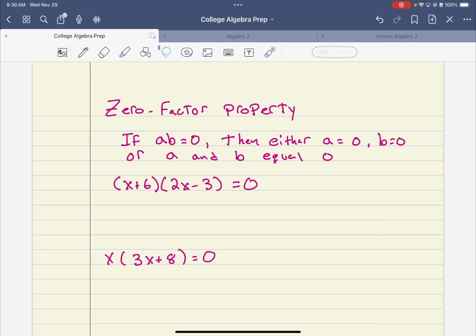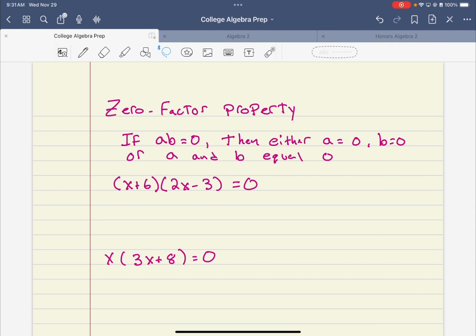But I think it's 6.5, maybe. I don't know. Whatever. Zero factor property. And this is what your book calls it. I call it the zero product property. Why this book calls it the zero factor property, I don't know, but it does. What the zero factor property allows us to do is solve quadratics and lots of things that are in factored form already.